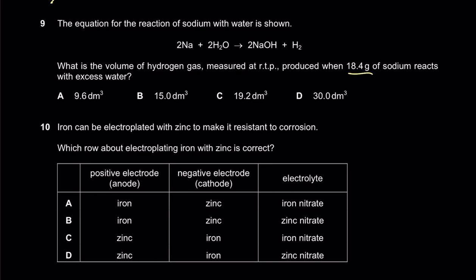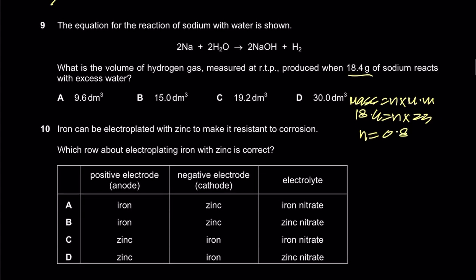So how do we convert 18.4 grams into moles? Well, we say mass equals mole times molar mass. Mass is 18.4. Moles we don't know. The molar mass of sodium is 23. You check that out from the periodic table. 18.4 divided by 23, we get 0.8 moles. These are the moles of sodium, remember.